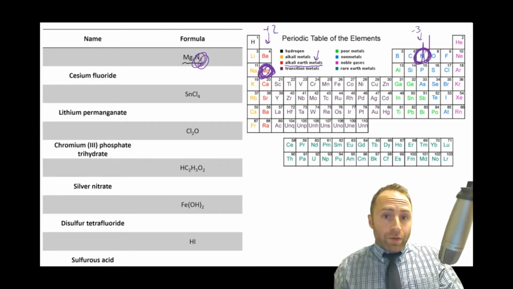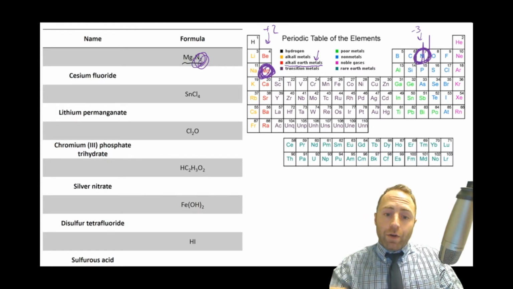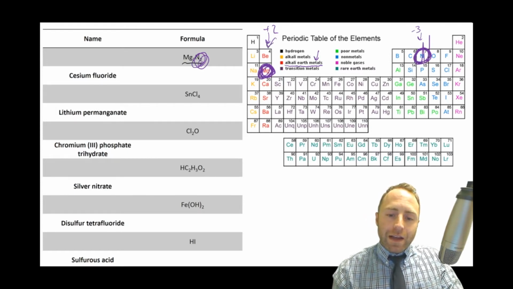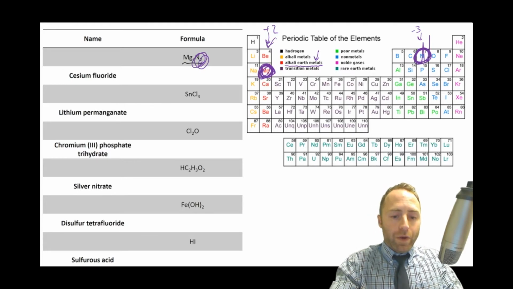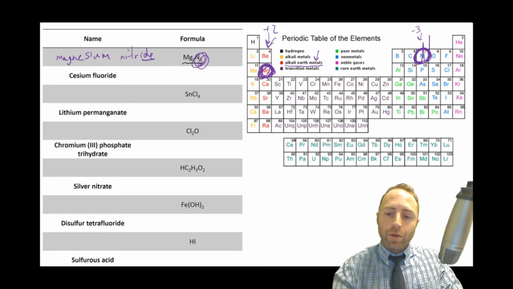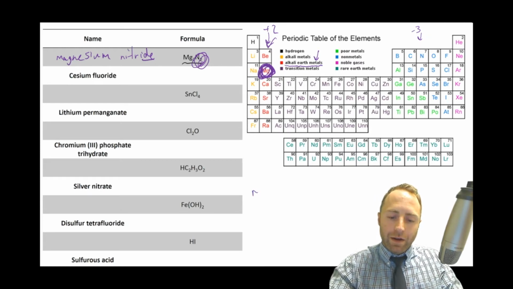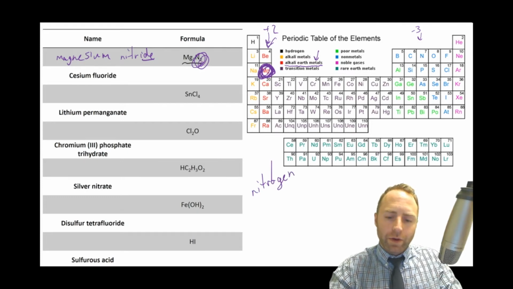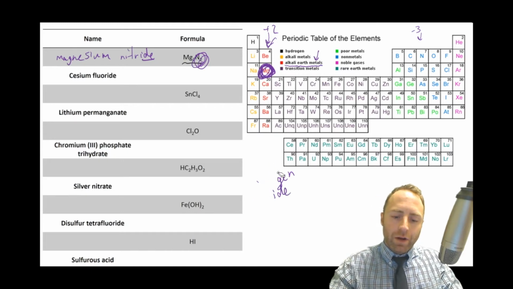Cool. Do we have to worry about what the charge is in the metal here? No, because magnesium is here in this alkali earth metal group, so we don't have to use the Roman numerals. We can go ahead and say magnesium and not have to worry about Roman numerals, and we get nitride. Why are we putting the IDE ending there? Because we take the root name of that nitrogen, we kill the ending and we add IDE. On to the next one.